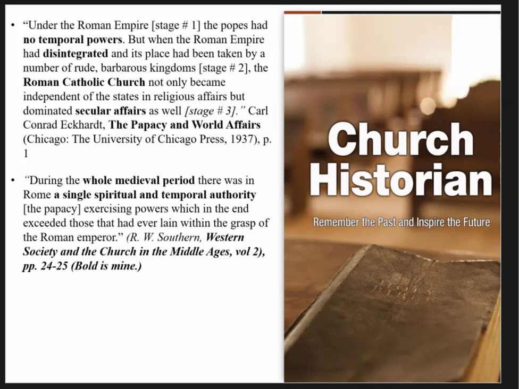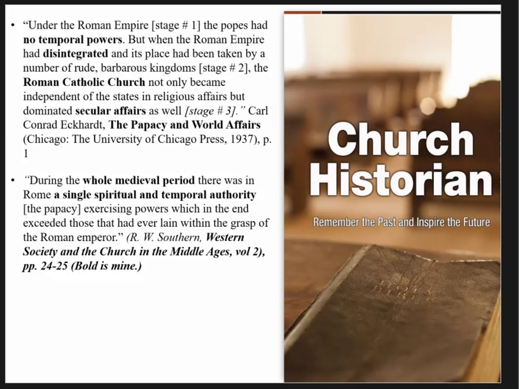It says that during the whole medieval period, there was in Rome a single spiritual and temporal authority, referring to the papacy, exercising powers which in the end exceeded those that had ever lain within the grasp of the Roman Emperor. So his powers exceeded that of the Roman Emperor.